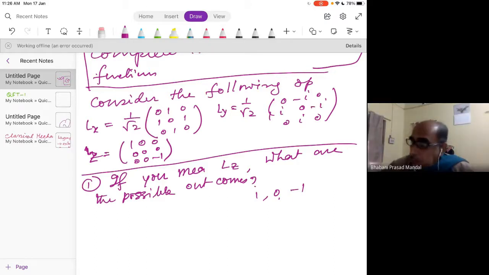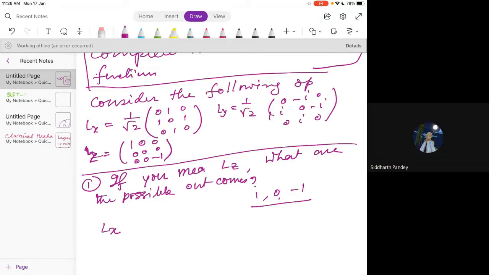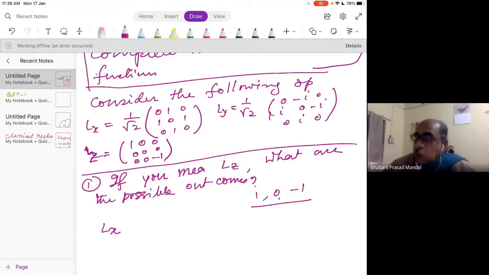That is fine, but remember what I taught you, you have to think in that way. Suppose I ask what the possible outcome would be if I make a measurement of Lx. Then I have to find the eigenvalues and eigenvectors. For any operator, if I measure the observable corresponding to that operator, its possible outcomes are the eigenvalues of that operator.